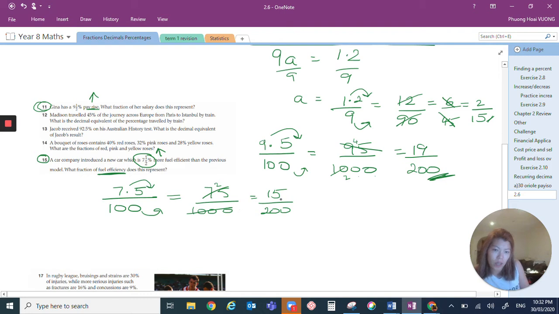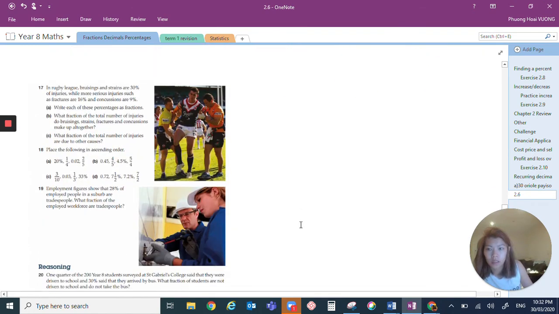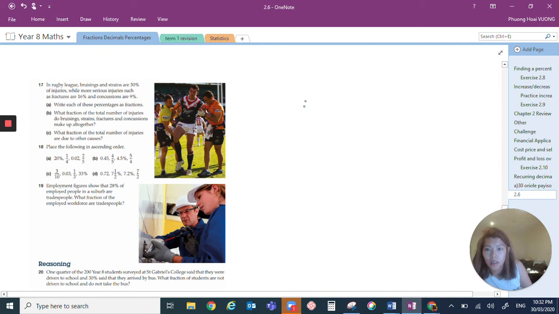Now, we look at it and we're like, is this the simplest form? We can fit 5 in here 3 times and 5 in here 40 times. So 3 over 40. Is that the simplest form? Yes, it is. Now we can stop. Question 15, then question 17. A rugby league study of injuries: bruising and strains is 30%. Then we have fractures is 16%, and we have concussions 9%.